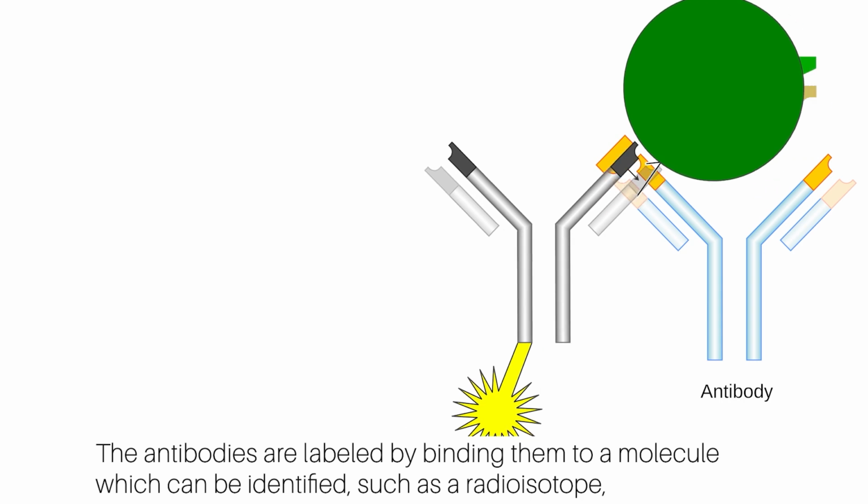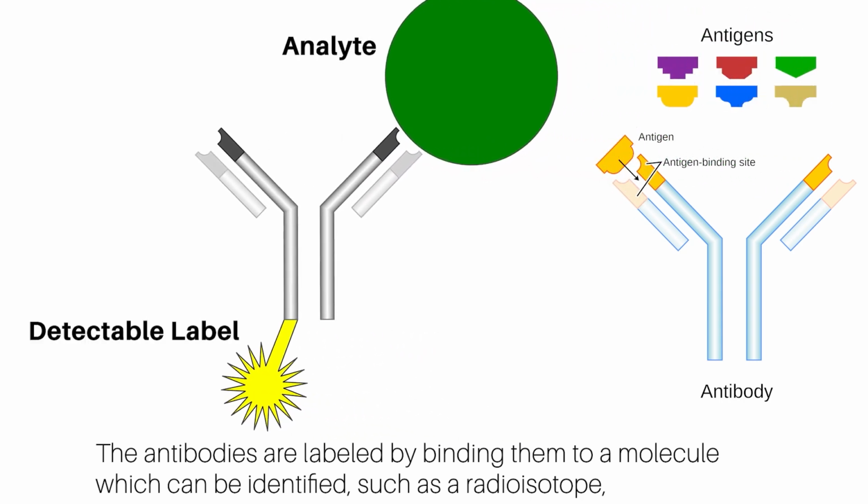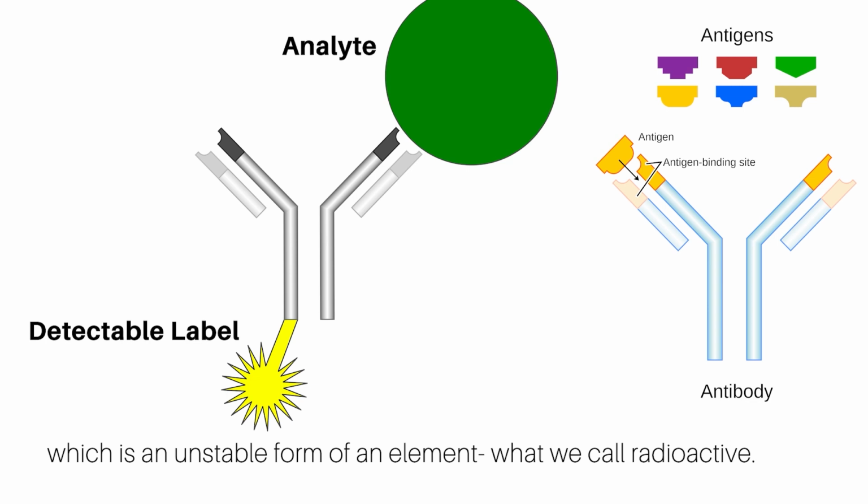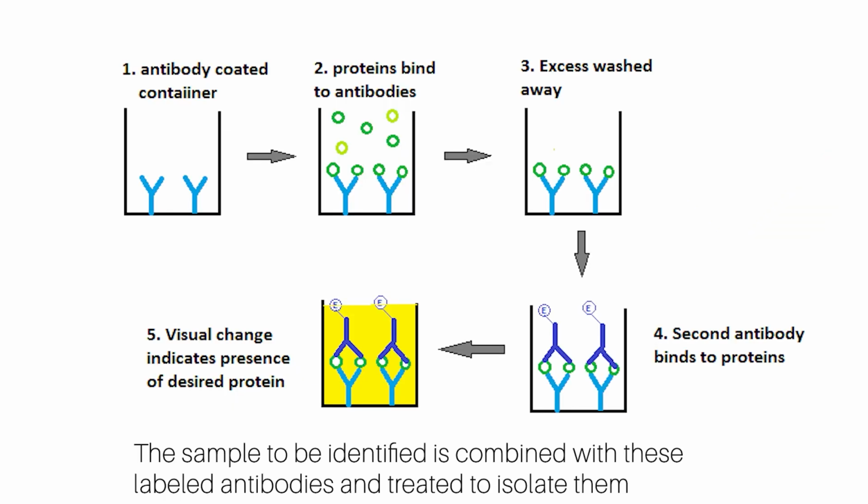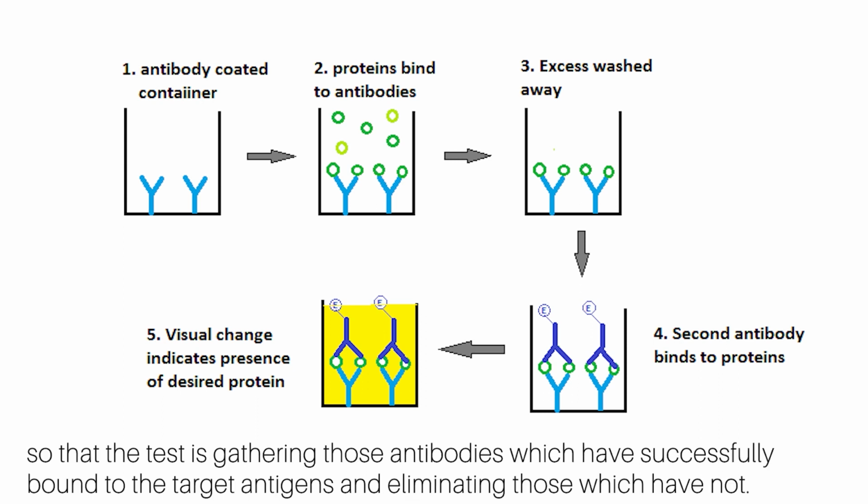The antibodies are labeled by binding them to a molecule which can be identified, such as a radioisotope, which is an unstable form of an element, what we call radioactive. The sample to be identified is combined with these labeled antibodies and treated to isolate them so that the test is gathering those antibodies which have successfully bound to the target antigens and eliminating those which have not.